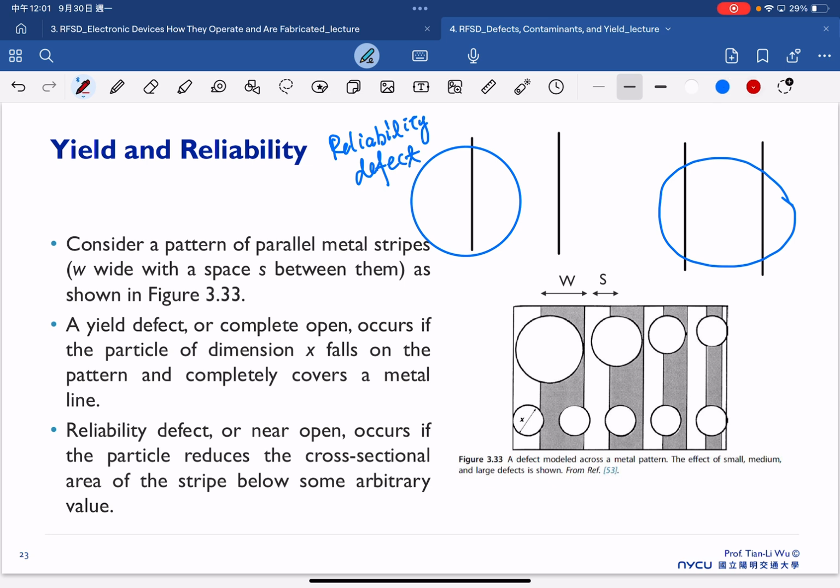Because the current can still flow, although the resistance becomes higher, because the region that current can flow is decreased. But still the interconnection line is functional. On the other hand, this becomes the yield defect, because right now this interconnection line cannot work as a proper line that has current flow anymore, because the defect completely occupies this interconnection line. So now we got the yield issue.